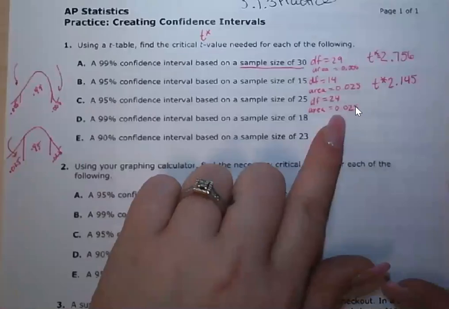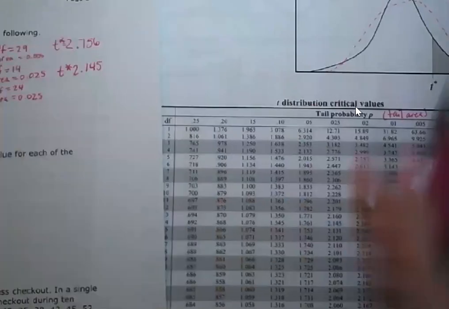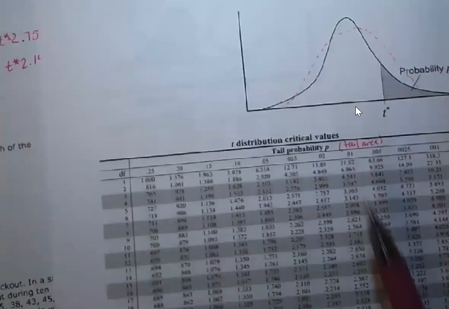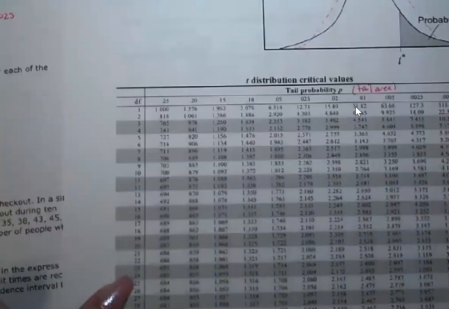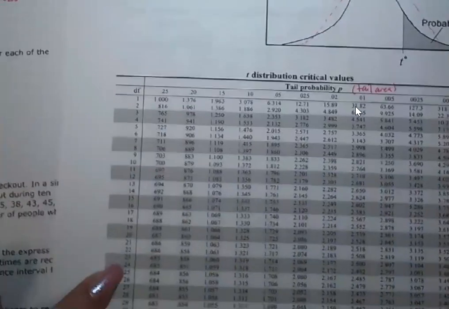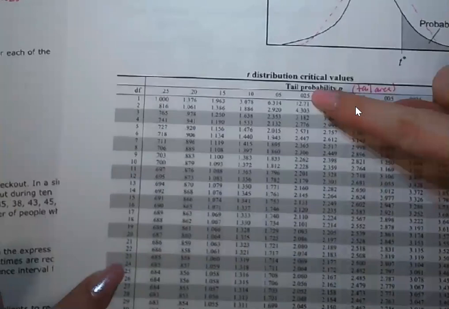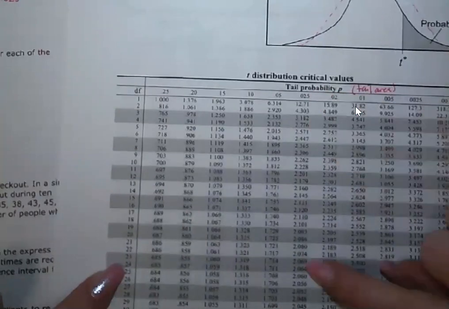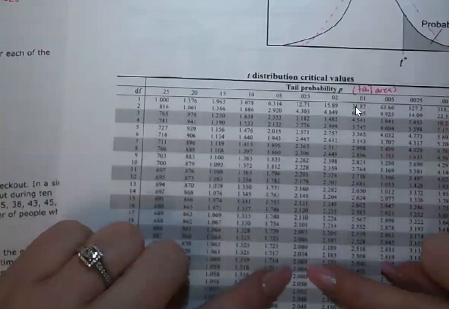All right, so now I have everything that I need. Go to my table, look at degrees of freedom 24, which is down here, and tail area 0.025 up here. Find where they meet. The critical t-value is 2.064.